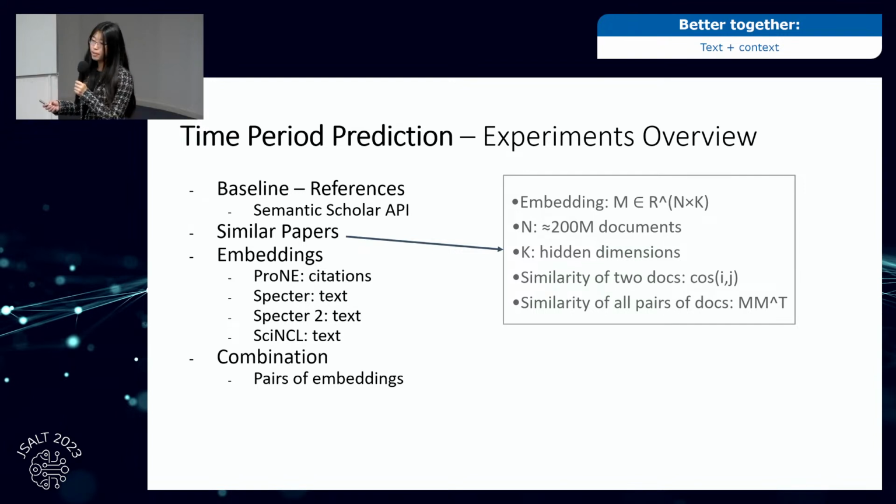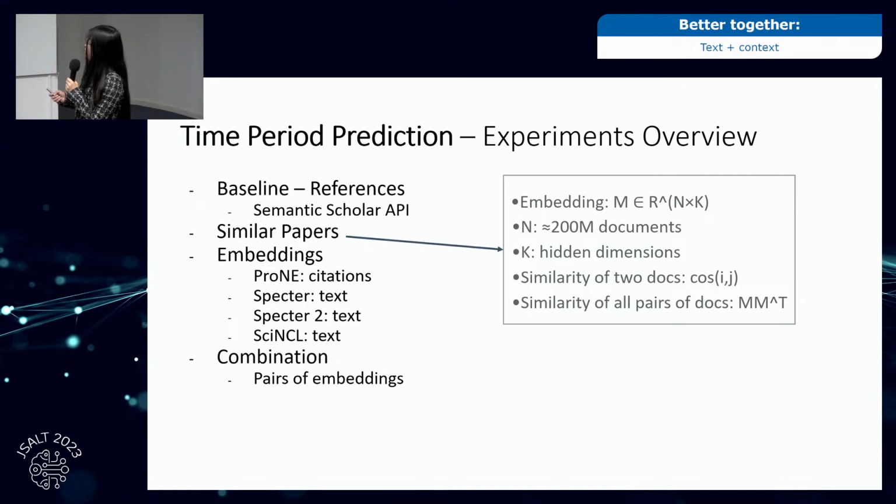And for the similar papers, as Ken mentioned earlier, we have an embedding of all the papers. That's dimension n by k, where n is the number of papers, so about 200 million, and k is the number of hidden dimensions. Then we can calculate the pairwise similarity of all the documents using M times M transpose. And that's all cosine similarity.